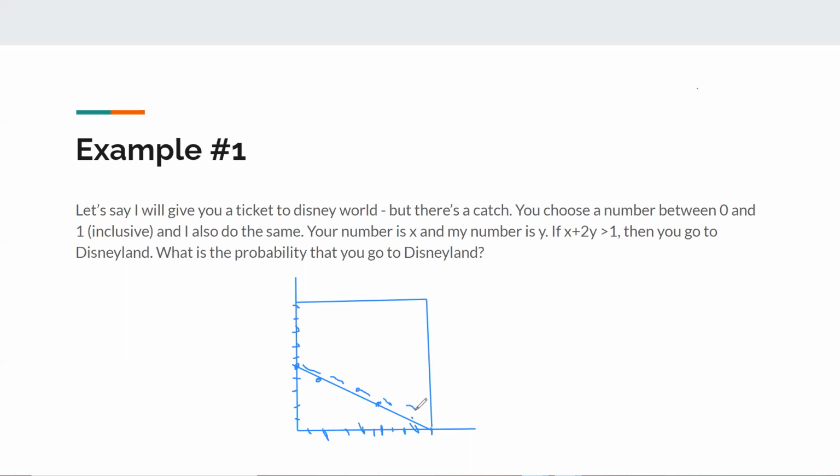So now all I have to do is find the area. That's all I have to do. Oh, okay, that's not great. But all I have to do is find the area of the triangle, since because of the entire square, every point in the area of the triangle is the only one that satisfies the inequality. So that's all we have to do. Okay, that's simple enough, right?